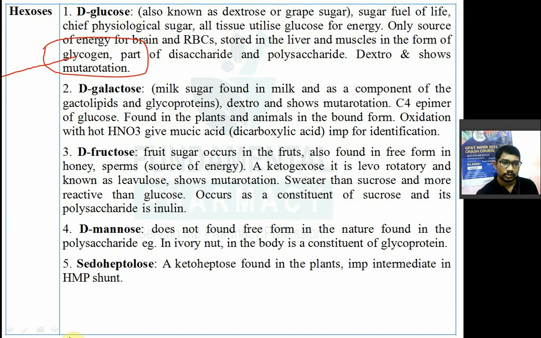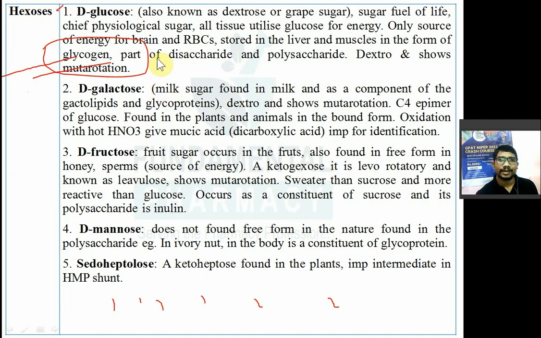One molecule of glucose, two molecules, 3, 4, 5, 6, 7, 8, and so on, 20, 25, 30, 100, 200. So it is a polymer of glucose. What is the polymer of glucose? Glycogen. So the storage form of glucose in the body is glycogen. Right? Okay. D-glucose is also a part of disaccharides.